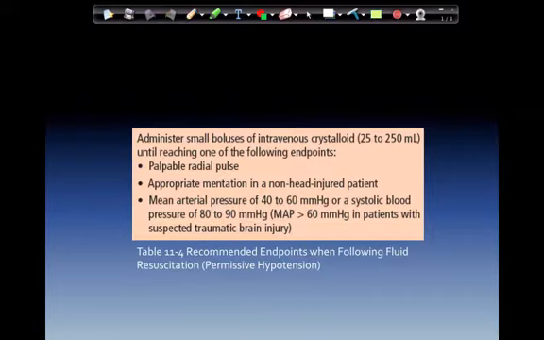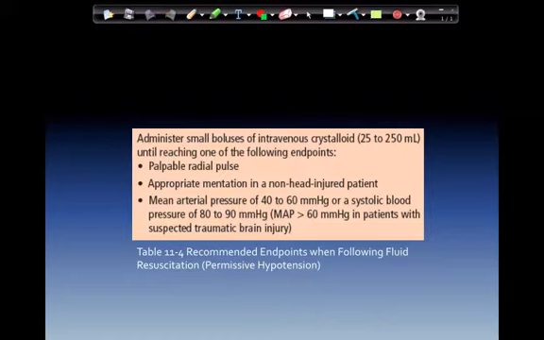Administration: small boluses of intravenous crystalloids, normal saline or lactated Ringer's, until reaching one of the following endpoints. If you have a radial pulse, appropriate mentation in a non-head injury patient, mean arterial pressure of 40 to 60 millimeters of mercury, or a systolic blood pressure of 80 to 90 millimeters of mercury. MAP greater than 60 in patients with suspected traumatic brain injury.